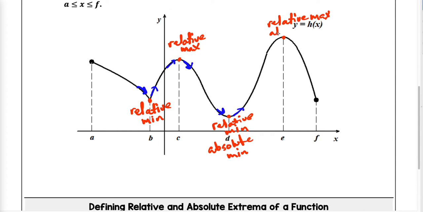Relative max and an absolute max. Now these endpoints can't be defined as a relative anything, and that's because they wouldn't change from increasing to decreasing. It's just one or the other. Endpoints can be absolute maxes or absolute mins. These two aren't, but these are possible absolutes.